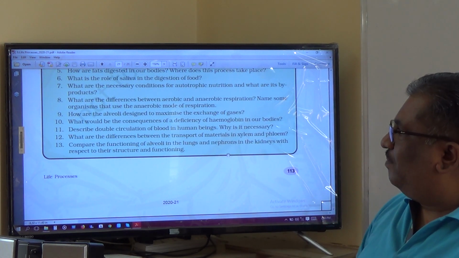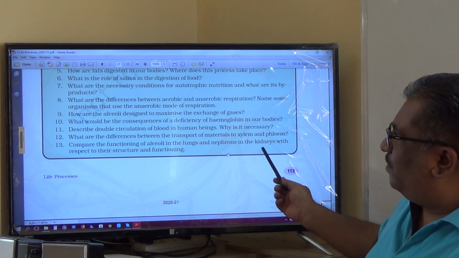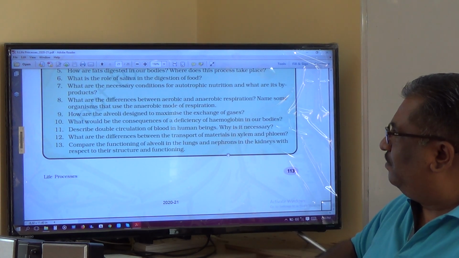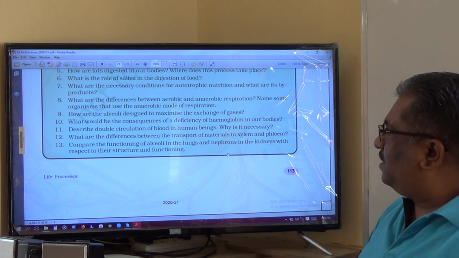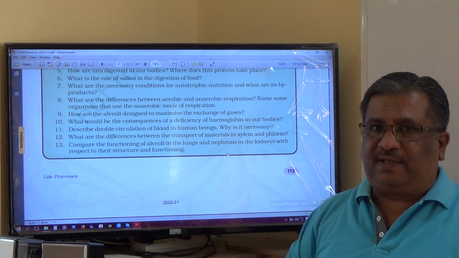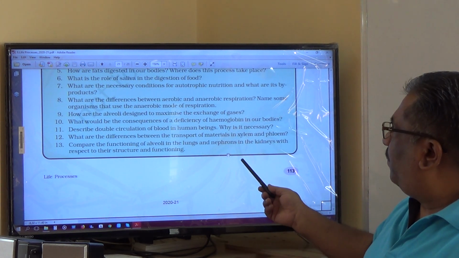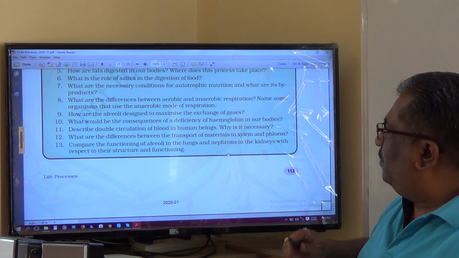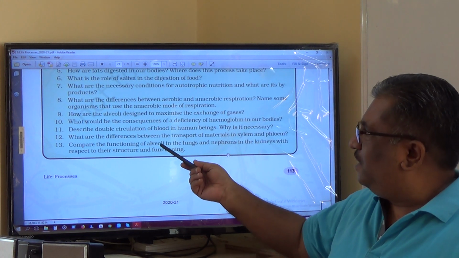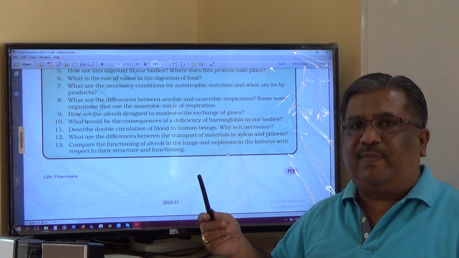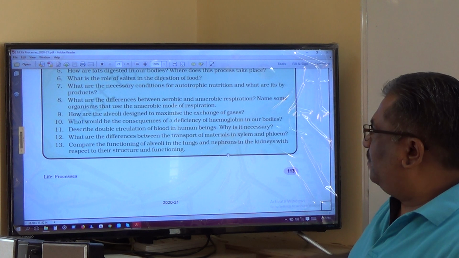These are the differences. Compare the functioning of alveoli in lungs and nephrons in kidneys with respect to their structure and functioning. Alveoli are thin membranous structures present in the lungs and are called the functional units of lungs. Nephrons in the kidneys are the functional units of kidneys. Alveoli are made up of thin membrane. They are surrounded by an extensive network of blood capillaries for exchange of gases.